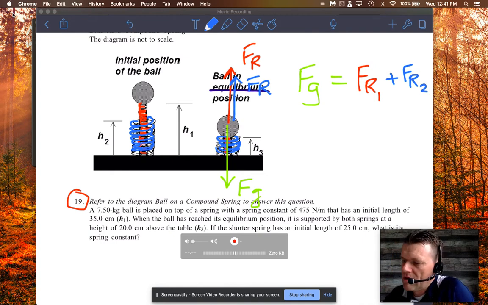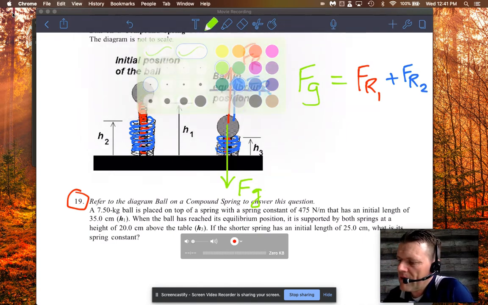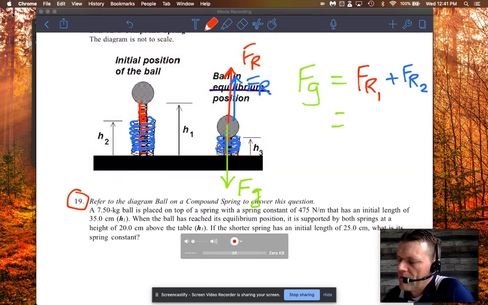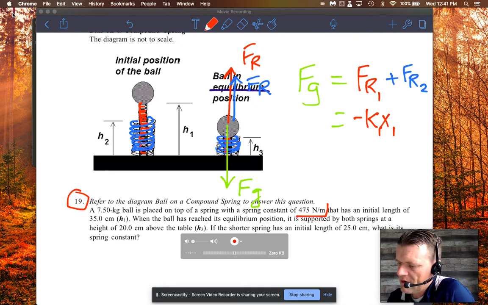Now, what that's going to turn into, though, is really this. Okay. For the restoring force on spring number one, that's going to equal, technically it should be a negative kx1. Or actually k1x1. So we're going to say that the red spring has its own k constant. In fact, it's listed here in the question. There it is right there. That's the longer spring.